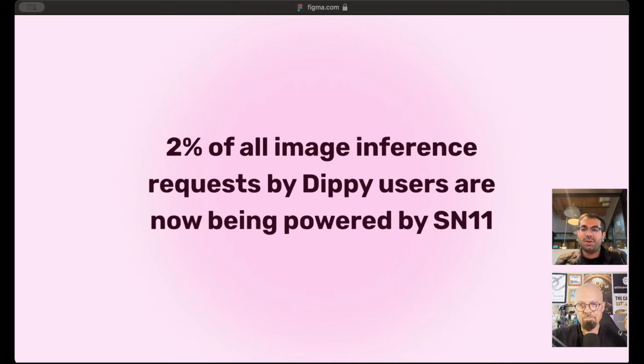And so we're trying to couple them together so that it helps with knowing what the pitfalls and problems with SN11 may be in the future, but also it keeps a tight feedback loop, so that if Dippy users start complaining that, hey, image gen is really slow, we need to figure something out on the SN11 side.